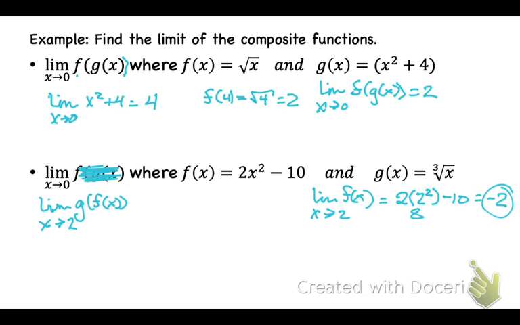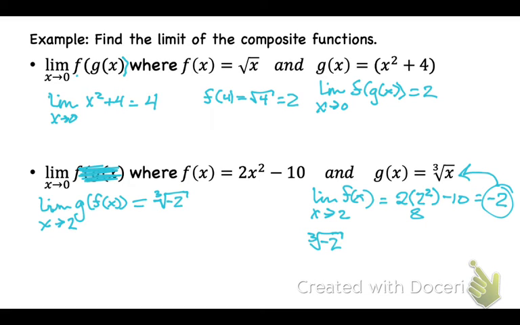Oh, yeah, it can. Wait a second. Oh, I got a different answer before because I didn't change it. Never mind, disregard me. So now I plug that into what? G, right? So I have the cube root of negative 2. Do I know the cube root of negative 2? No. So I'm going to leave it as the cube root of negative 2, yes? Mm-hmm. So the limit of g of f of x as x approaches 2 is the cube root of negative 2.